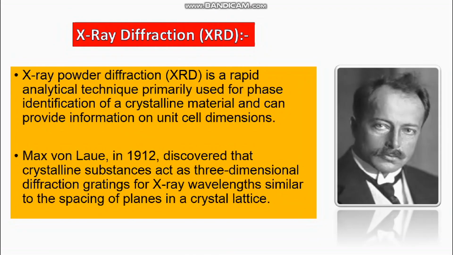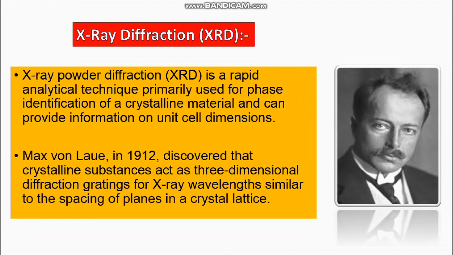X-ray powder diffraction is a rapid analytical technique which can give us a variety of information about the sample, whether it can be a phase identification of a crystalline material, and it can also provide the unit cell dimensions, the crystallite size of the sample, and most importantly, it can tell us whether the sample is amorphous or crystalline. So, from the data obtained from the XRD, one can clearly identify a material to be crystalline or non-crystalline.